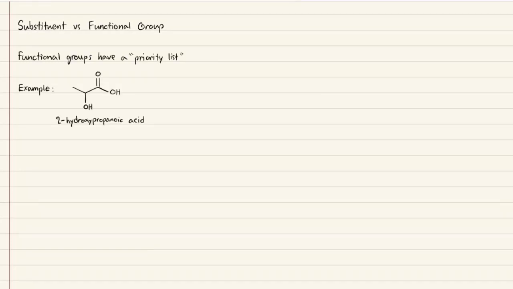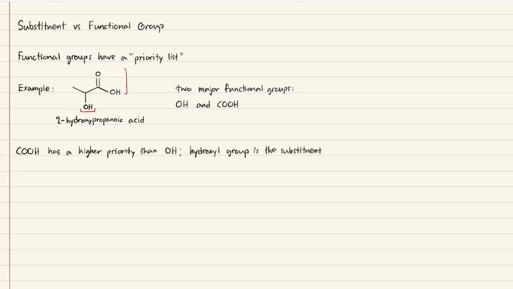You may be wondering now, when is a group considered a substituent versus a functional group? Functional groups have a priority list. Let's refer back to our first example, 2-hydroxypropanoic acid. This compound has two major functional groups, an alcohol, OH, and a carboxylic acid, COOH. The carboxylic acid functional group has a higher priority than the alcohol functional group. As a result, we refer to the hydroxyl group as a substituent, hence the name 2-hydroxypropanoic acid.